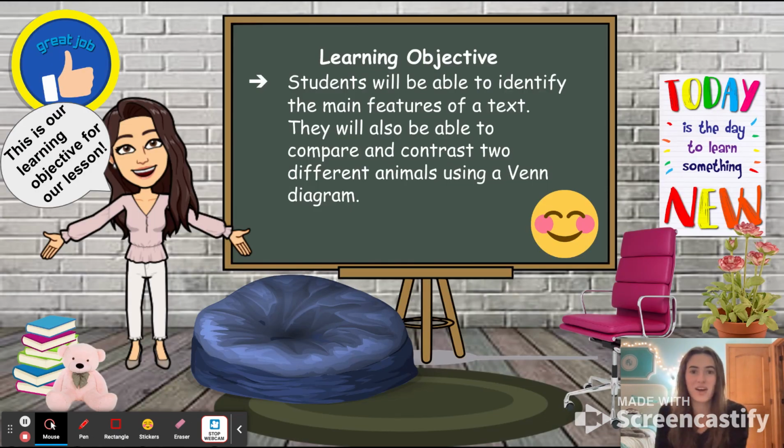For this lesson, our learning objective is students will be able to identify the main features of a text. They will also be able to compare and contrast 2 different animals using a Venn diagram. My little Bitmoji says, this is our learning objective for our lesson.